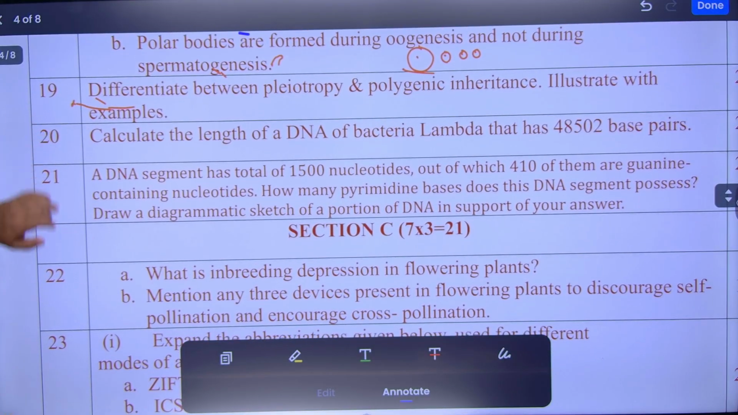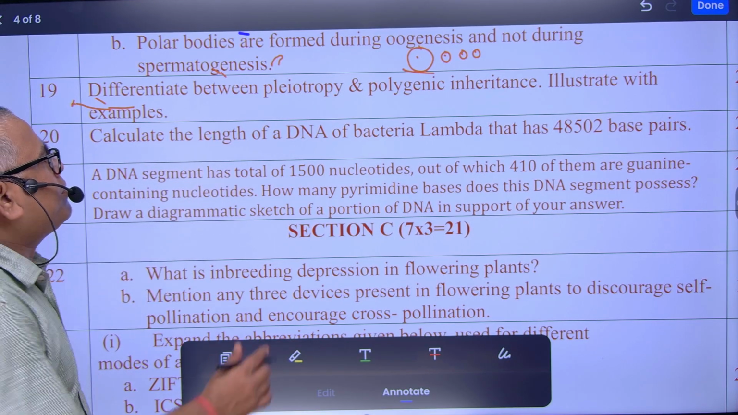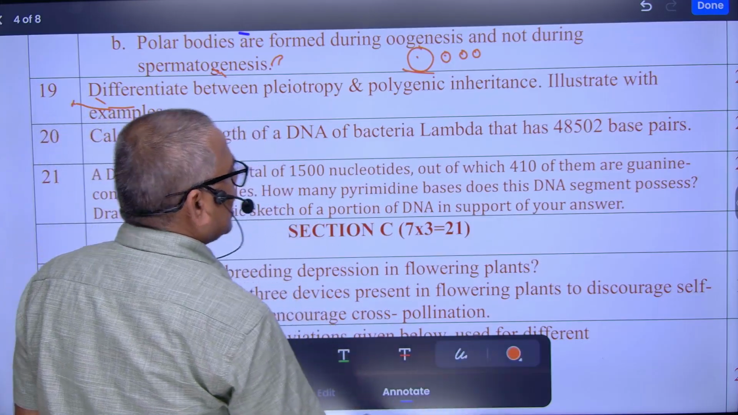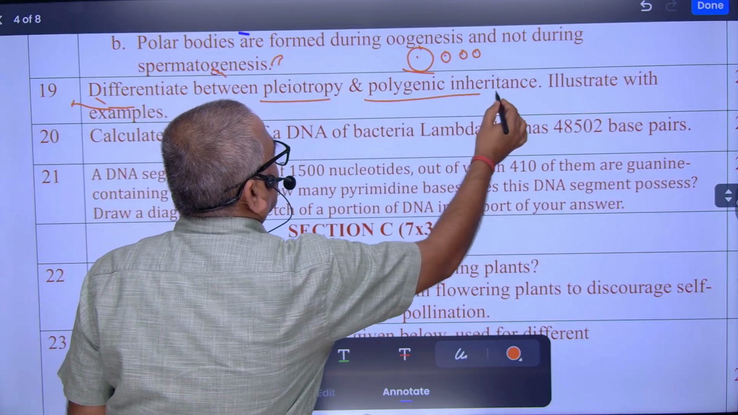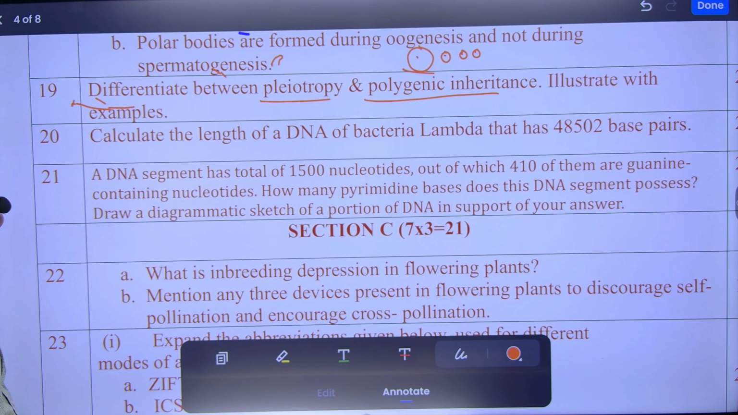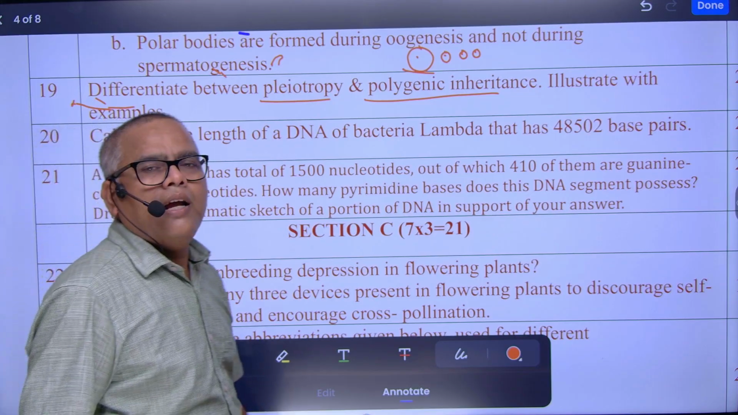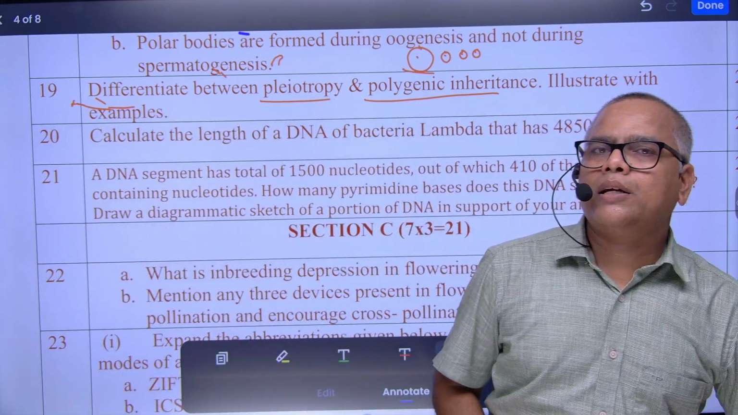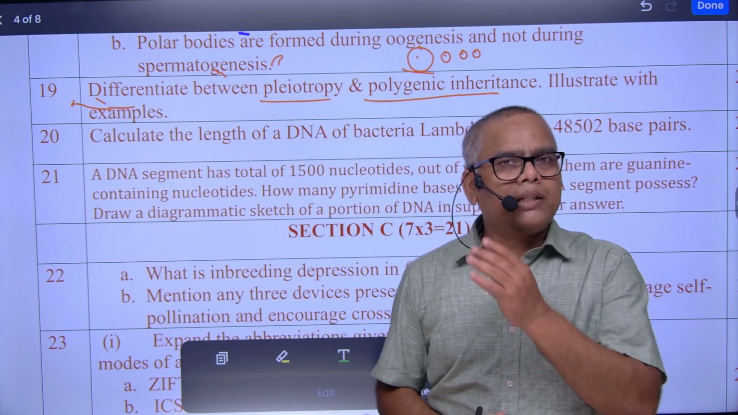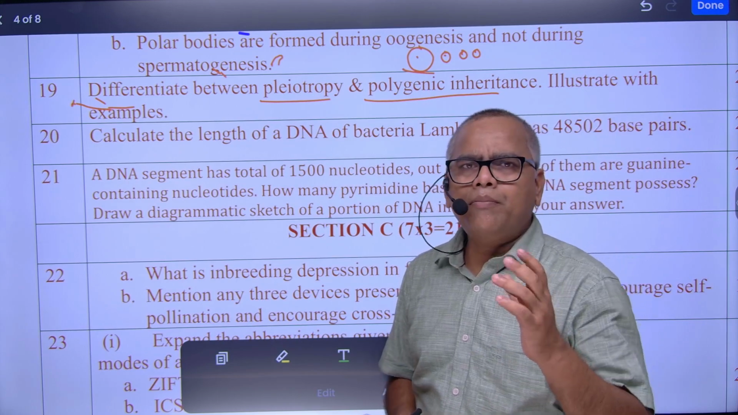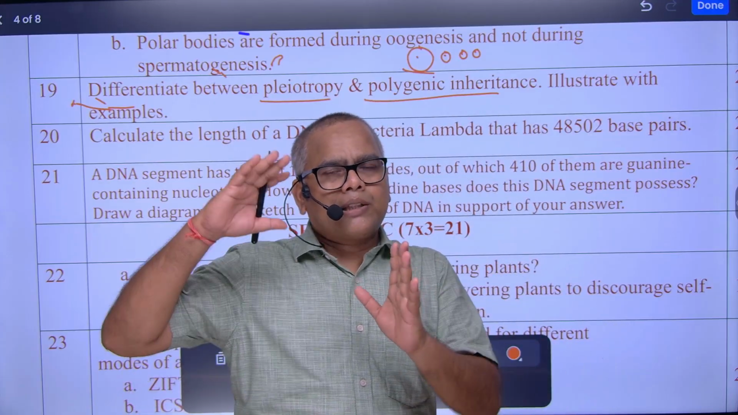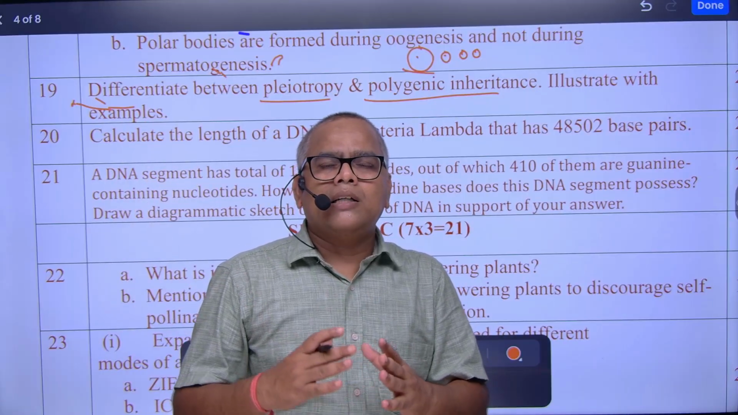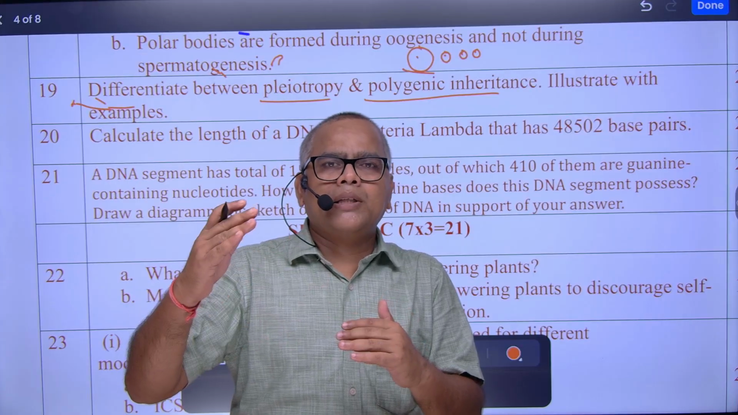Now see the next question. The next question, number 19: differentiate between pleiotropy and polygenic inheritance. Very good question, and it is very important. Differences are there. You have studied pleiotropy and also polygenic inheritance. In the case of pleiotropy, just remember the example of sickle cell anemia, with the HbA allele and HbS allele.